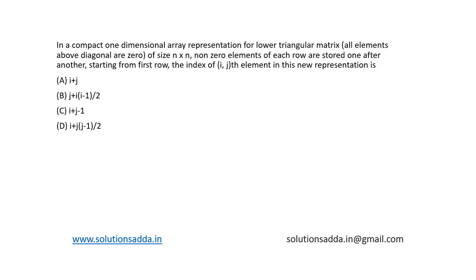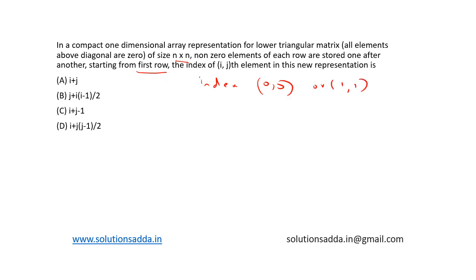This is a question from data structures. In a compact one-dimensional array representation for lower triangular matrix, that is all elements above diagonal are 0, of size n cross n, non-zero elements of each row are stored one after other starting from first row. The index of i, j in this new representation is. Here it is not mentioned that index starts from 0, 0 or 1, 1.